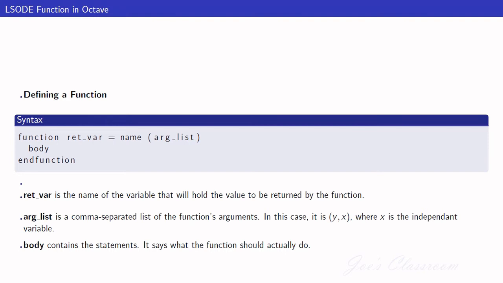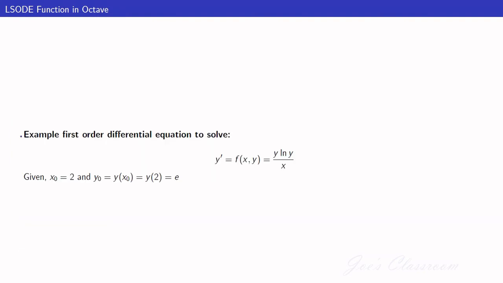So having understood the syntax for the lsode and the syntax for an Octave function, let us move on to solve the differential equation. So the first order differential equation we have taken is this one. Dy by dx or y dash is equal to y into ln of y divided by x. So here it is the natural logarithm.